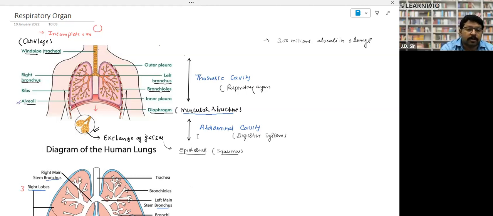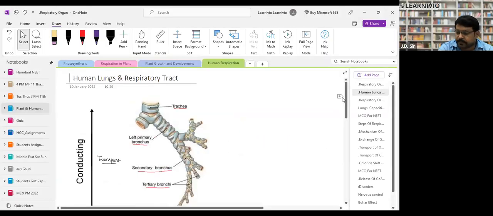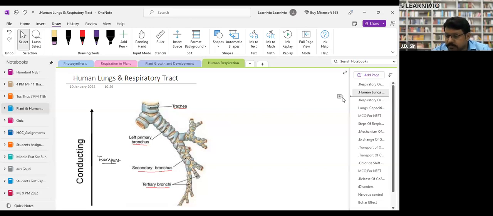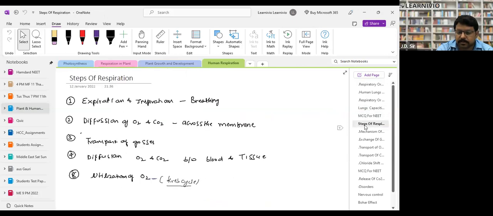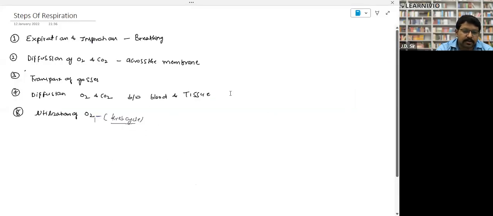So this was all about the human respiratory system. Tell me, is that clear or not? Yes, Martin. Yes, sir. Okay. Then this is very important. The next thing is the steps of respiration, right? What are the steps of respiration? So you have to please note down. First, I will explain for you. Then you have to note down.